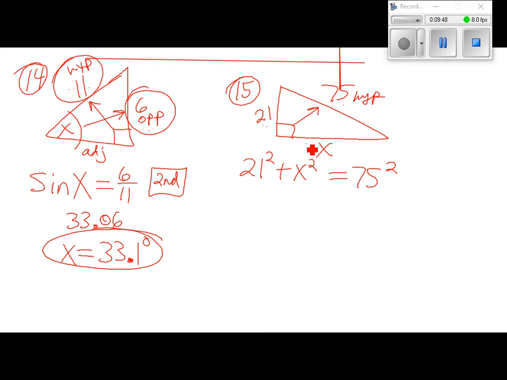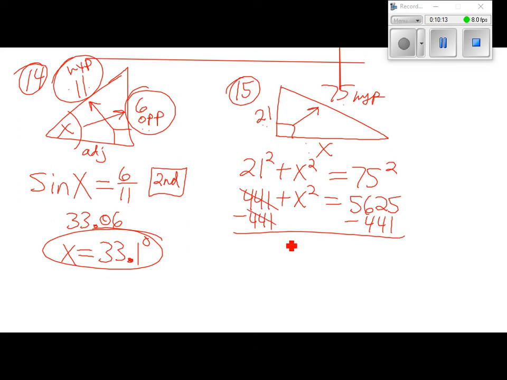Grab your calculator and find 21 squared and 75 squared. 21 squared is 441. 75 squared is 5,625. Then we're going to subtract 441 on both sides. These cancel out and you're left with x squared equals 5625 minus 441, which is 5184.